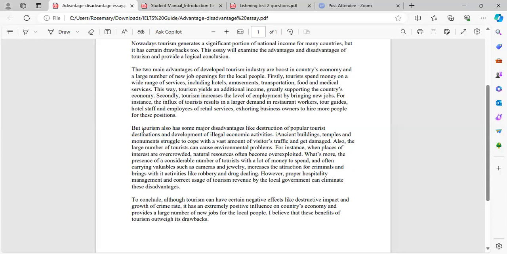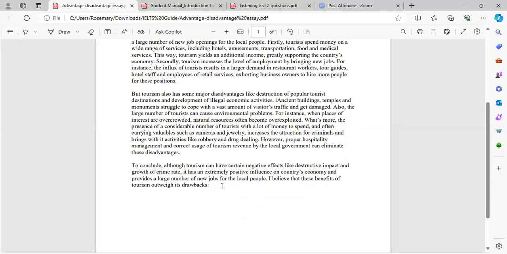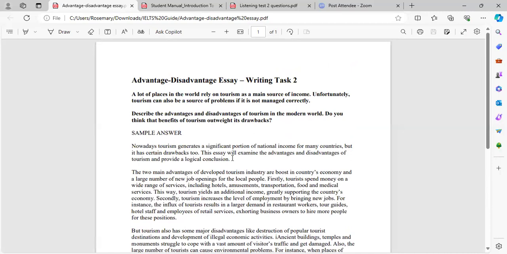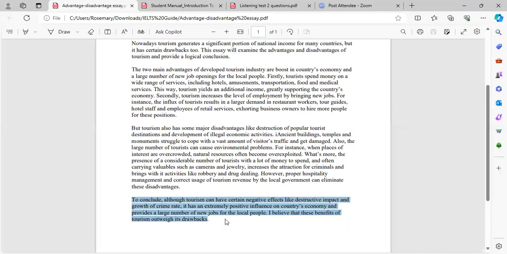And coming to the next paragraph, this paragraph is supposed to discuss the disadvantages of tourism. And like we did in the advantages paragraph, you can use the same structure in the disadvantages paragraph as well. And the last paragraph is the conclusion, where you are writing what you have discussed in the whole essay. You are restating the thesis statement we used here, and you are concluding that.